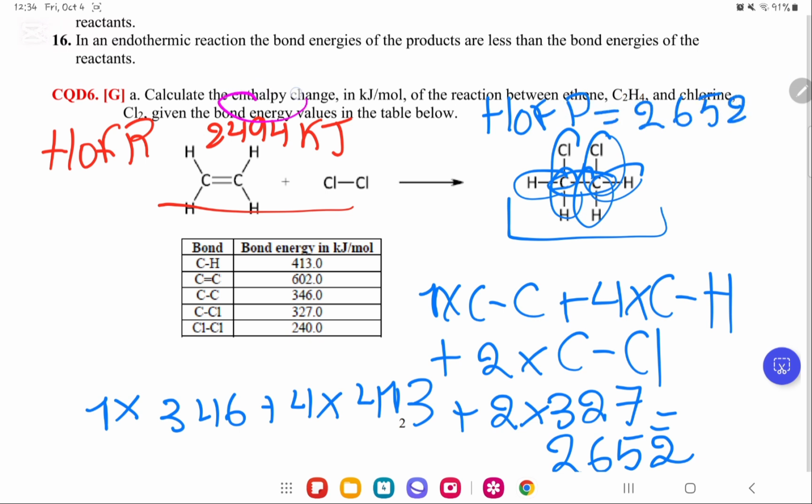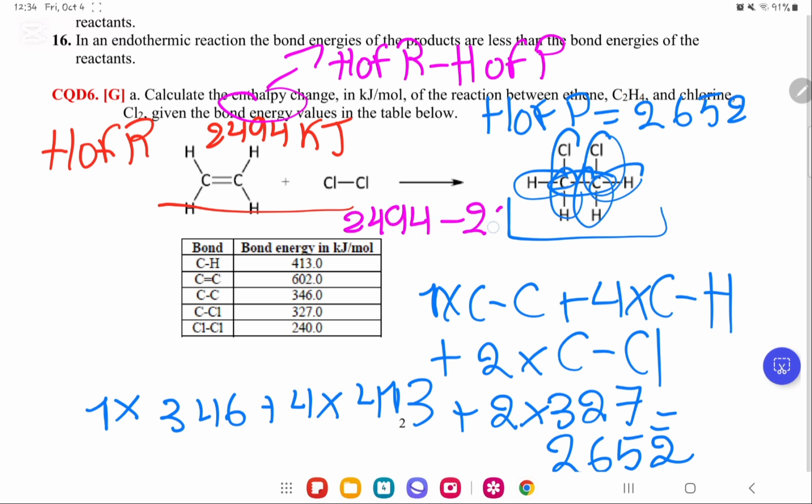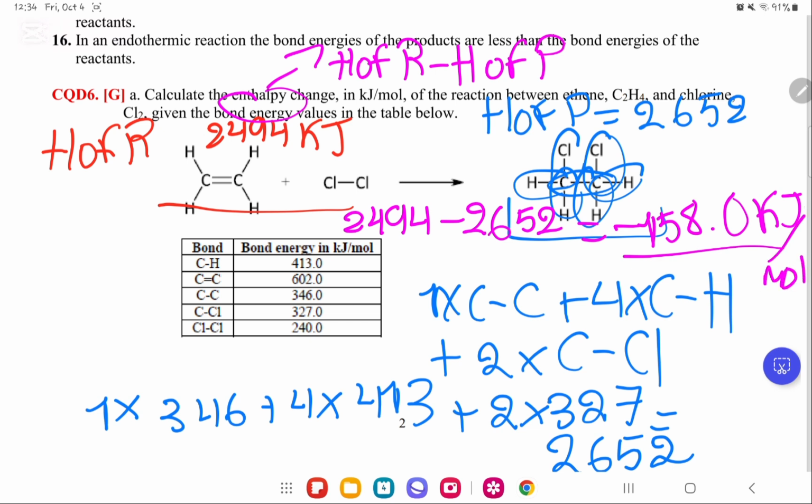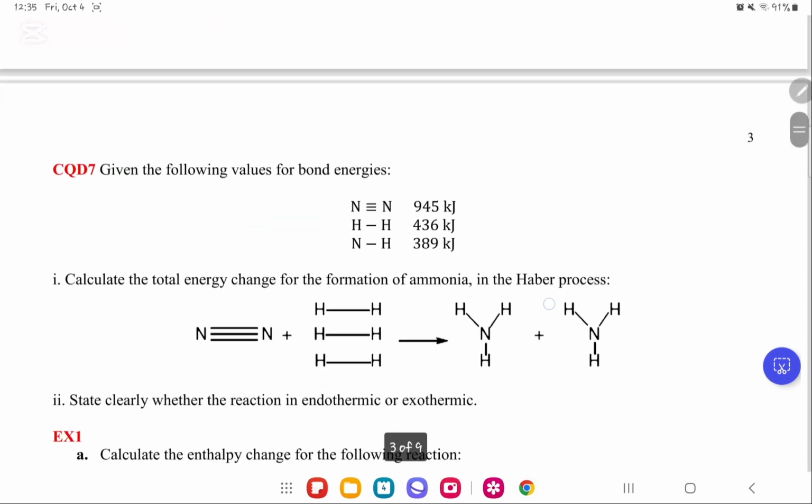And we said the equation for bond energy is heat of reactants minus heat of products. So what's the heat of reactants? 2494 minus the heat of products, which is 2652. If you do it on the calculator, we are going to get negative 158. Pay attention in the exam. I know in the exam they ask it to 4 significant figures. So it's not going to be negative 158. It's going to be negative 158.0 kilojoules per mole. So the answer for the first CQD is negative 158.0 kilojoules per mole.